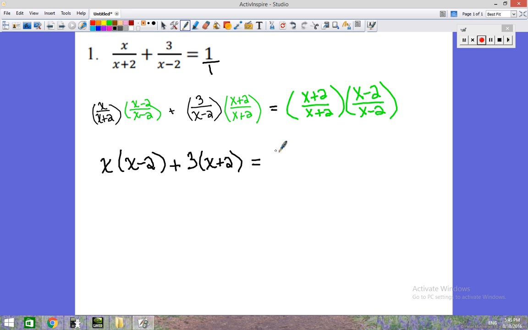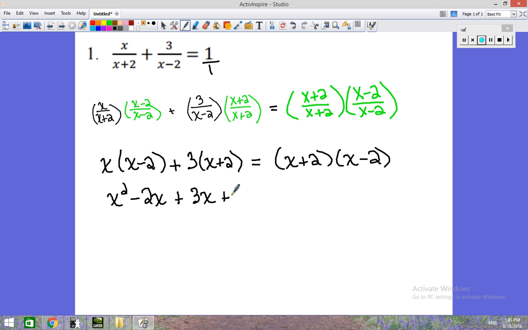And here we have a special x plus 2 times x minus 2. If you don't recognize that that's a special product, then you could create your table or however you multiply binomials, spell out FOIL or however you do it. But this is just x squared minus 2 squared, x squared minus 4. Alright, let's distribute that x. I get x squared minus 2x. Let's distribute the 3. 3x plus 6. Let's multiply this special product and get x squared minus 4.